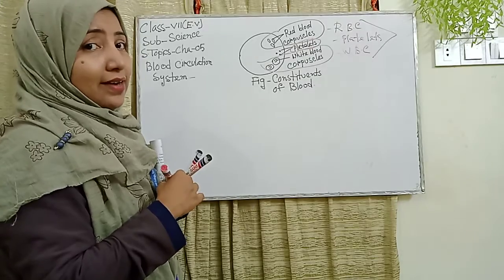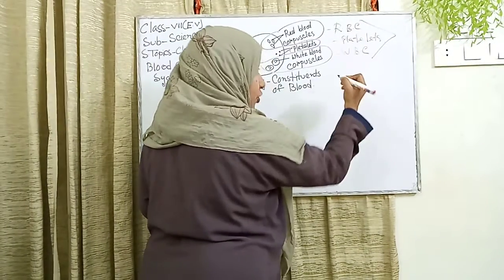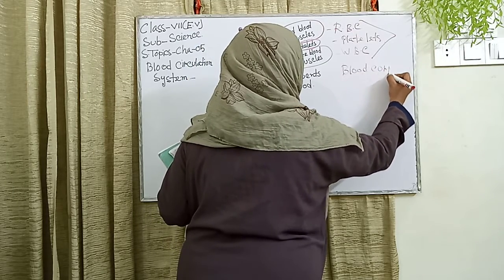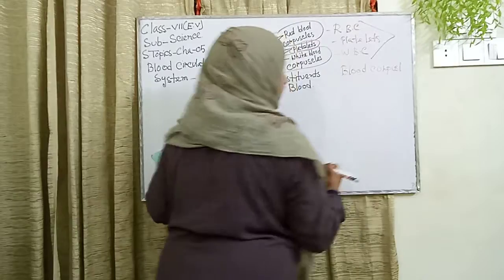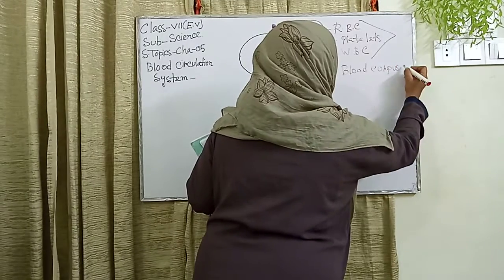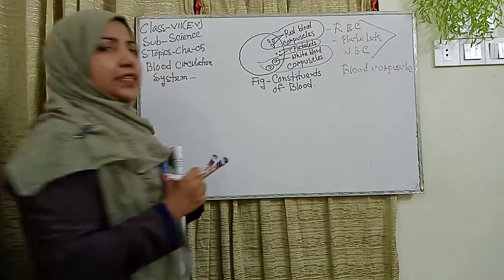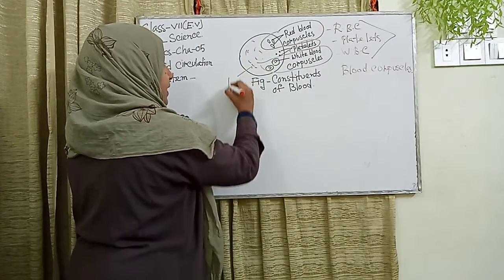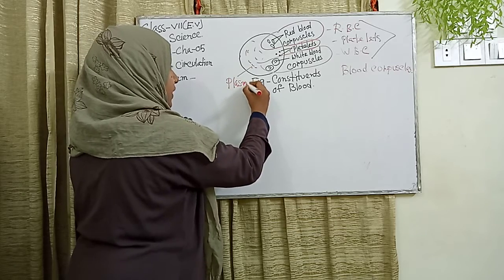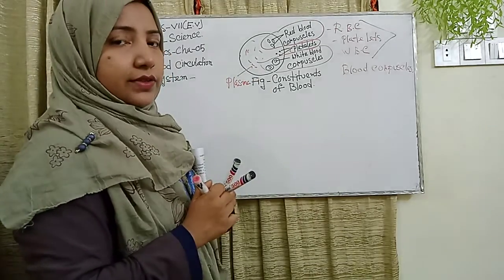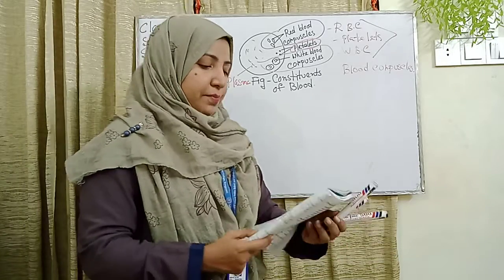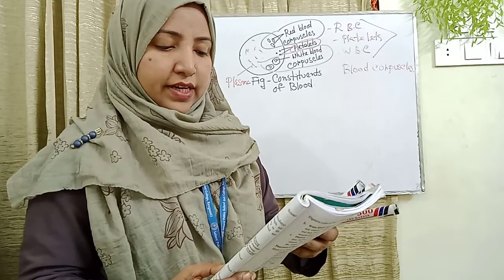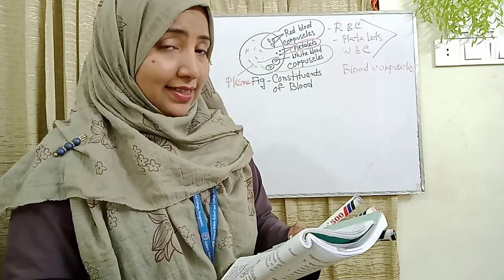Please everyone write this in the copy: three types of blood corpuscles. Another structure is plasma. What is the plasma? Basically, plasma means the liquid substance, and I draw this structure as plasma. Here we see the total constituents of blood. Please everyone see the book. Plasma and blood corpuscles are the two constituent materials.